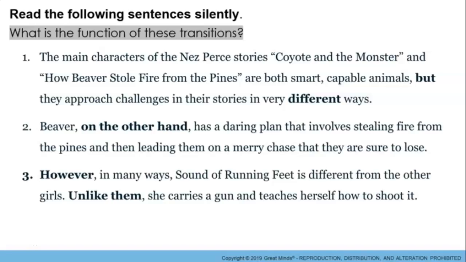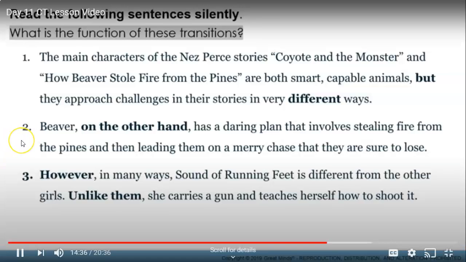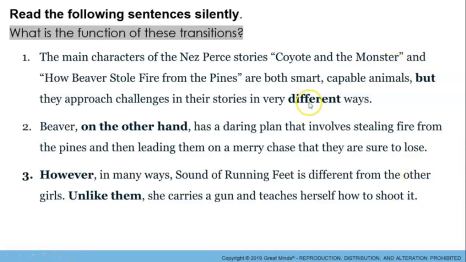So the main characters of the Nez Perce stories, Coyote and the Monster, and how Beaver stole fire from the pines, are both smart, capable animals. But they approach challenges in their stories in very different ways. So take a second to think about that. What is the function? Is it to compare? Or are the transitions but and different to compare or to contrast? Okay, if you were thinking contrast, you're correct. Okay, so the next one.